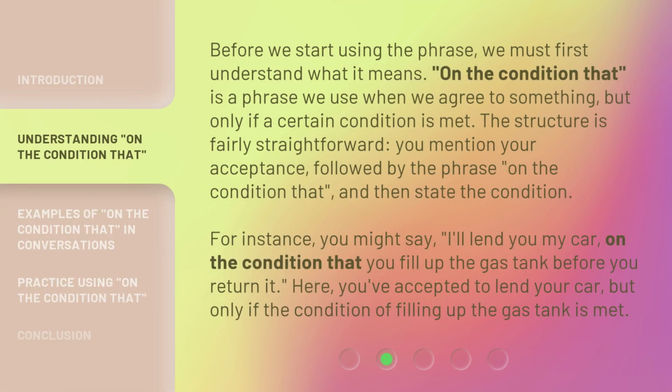Before we start using the phrase, we must first understand what it means. "On the condition that" is a phrase we use when we agree to something, but only if a certain condition is met. The structure is fairly straightforward. You mention your acceptance, followed by the phrase "on the condition that," and then state the condition. For instance, you might say, "I'll lend you my car, on the condition that you fill up the gas tank before you return it." Here, you've accepted to lend your car, but only if the condition of filling up the gas tank is met.